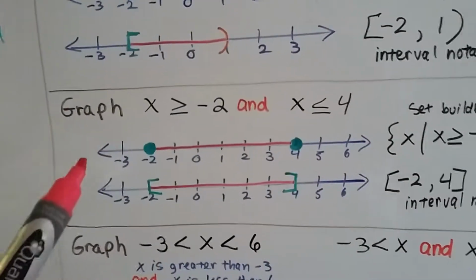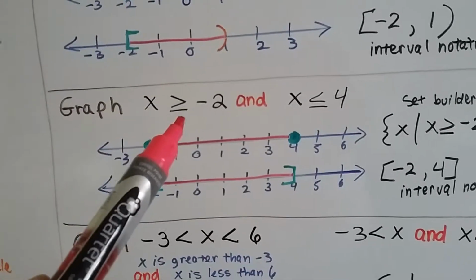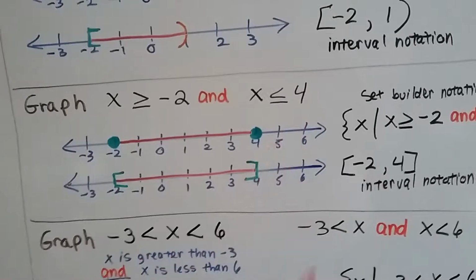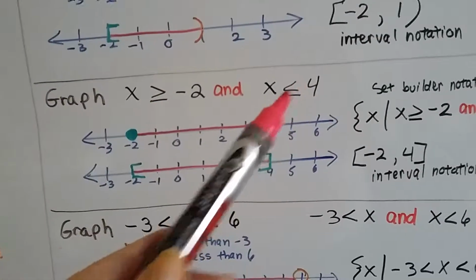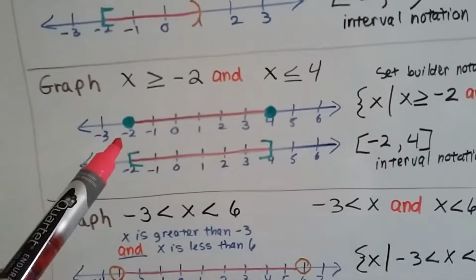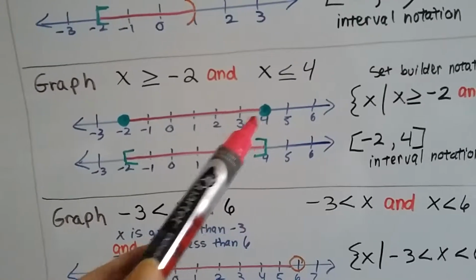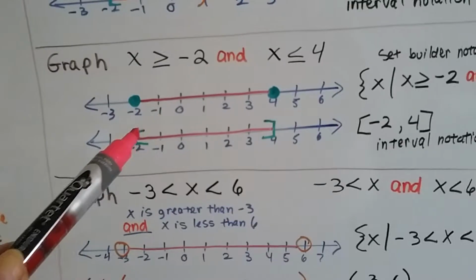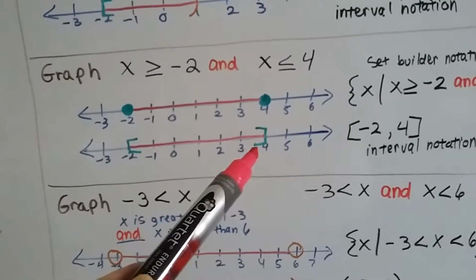Now look at this one. It says graph x is greater than or equal to negative 2, and x is less than or equal to 4. So they've got the or equal to on both of them. So it includes the negative 2. It includes the 4. And then we draw our line in between them. And we can use a bracket to show it includes the negative 2 and it includes the 4 and draw our line between them.